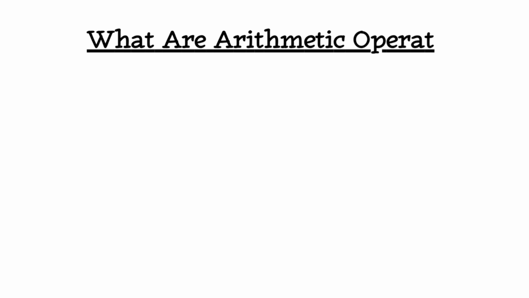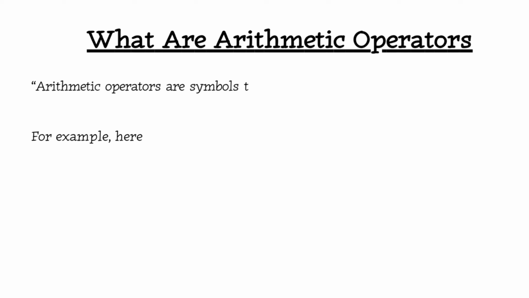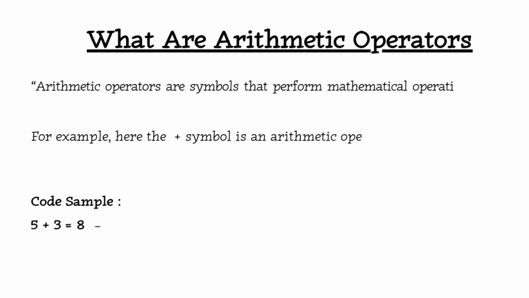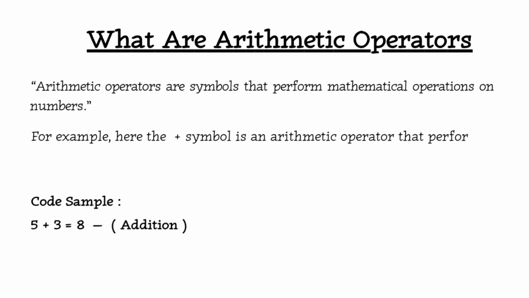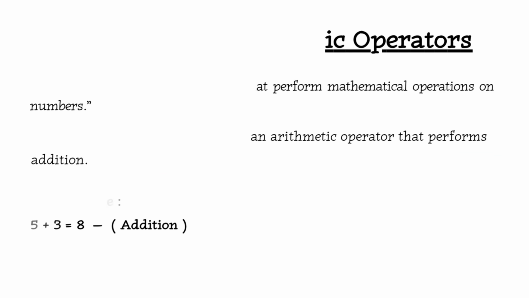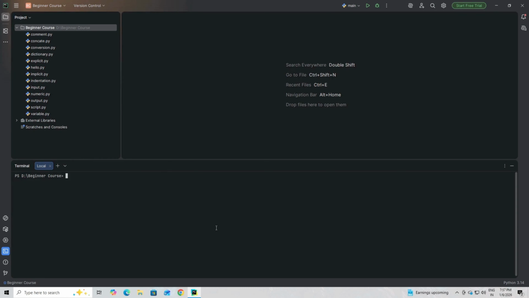Let's right now see what exactly arithmetic operators are. Arithmetic operators are the symbols that perform mathematical operations on numbers. For example, when we write 5 plus 3, here the plus symbol is an arithmetic operator between those two numbers, performing addition. Now let's talk more in detail about the arithmetic operators.